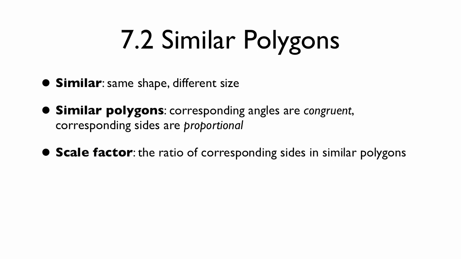Section 7.2 is all about similar polygons. When we talk mathematically, the word similar means same shape and different size. So for similar polygons, we say the corresponding angles of those polygons are congruent and the corresponding sides are proportional. Two similar polygons have a scale factor, which is the ratio of the corresponding sides in similar polygons. I'll give you an example.